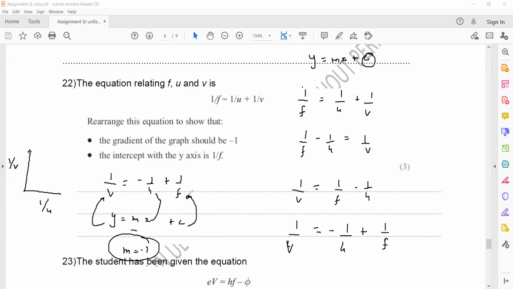So we have to rearrange the equation so that it appears the same as y is equal to mx plus c. Because 1 over F is the y-intercept, we have to separate this first, and it should appear the same as y is equal to mx plus c. Is it clear? Is it clear, this part?